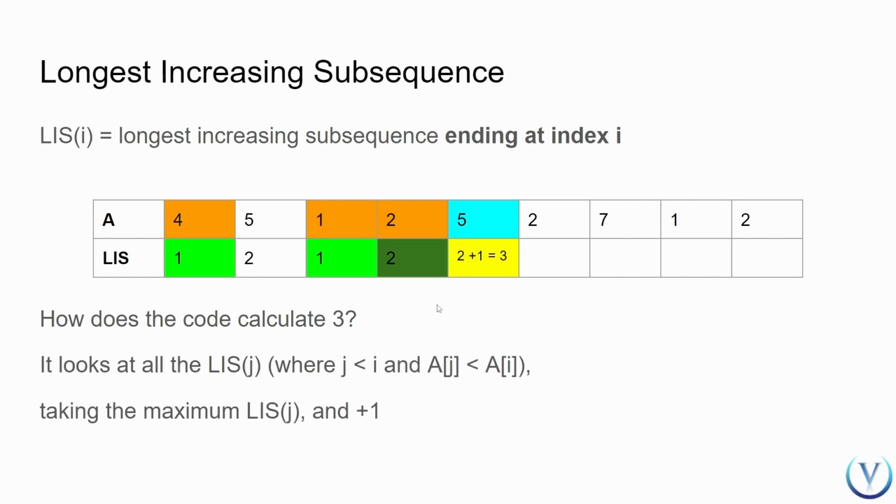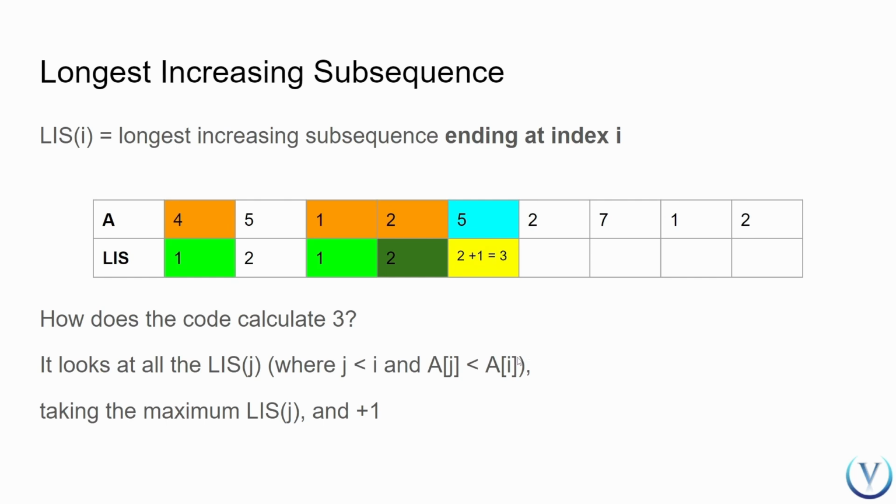Now among all these possibilities, which one is the best? The best would be this dark green box over here, because we can see that among 1, 1, and 2, 2 is the longest LIS. So we take 2 plus 1, and that will help us conclude that there's an LIS ending at this yellow index with the length of 3.